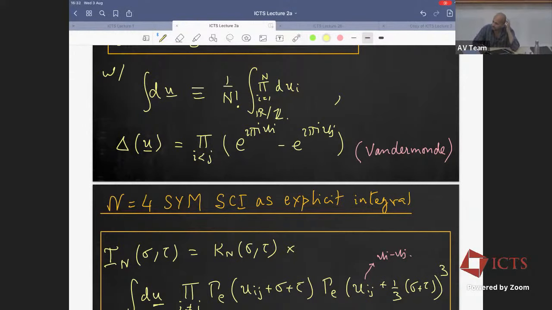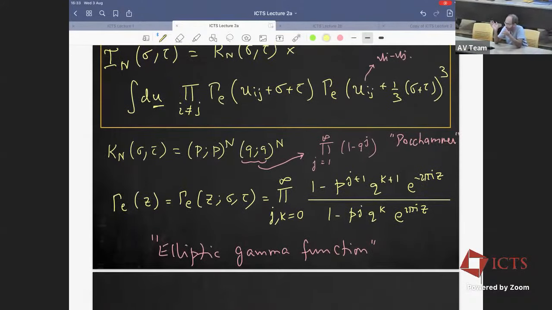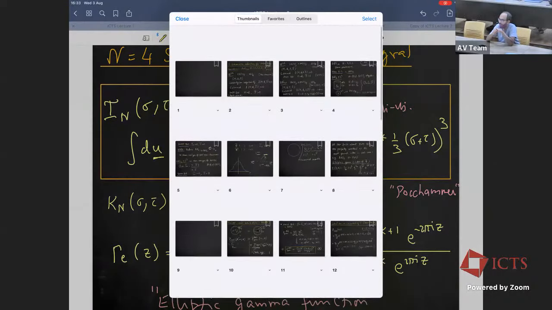Can I just ask again? Maybe you want to do it later, but let me ask anyway. Ultimately, this I_N of sigma and tau, would you compare it to the N=4 answer written in terms of chemical potentials? Exactly. They should agree. Exactly. That's exactly what, sorry, if you're asking this question, it means I was not clear.